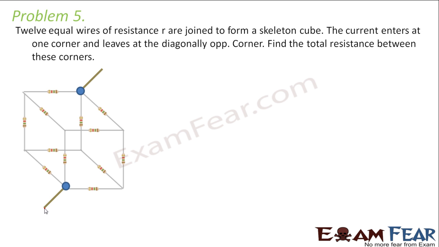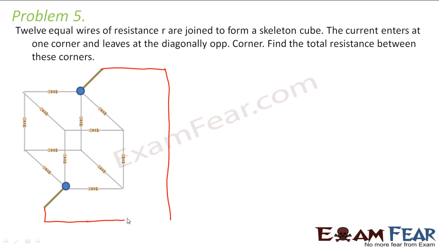So the current is coming through this end and leaving through the other end. That means your battery is connected somewhere between these 2 points. So let us assume that this is your battery with EMF E. Now let us mark the current distribution. Let us suppose that current I is entering here. So how will I get distributed?